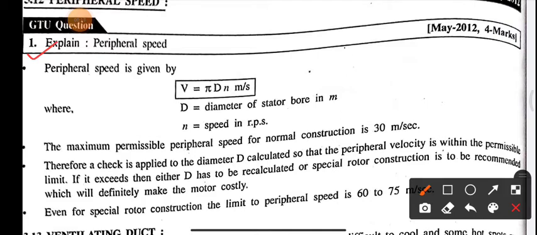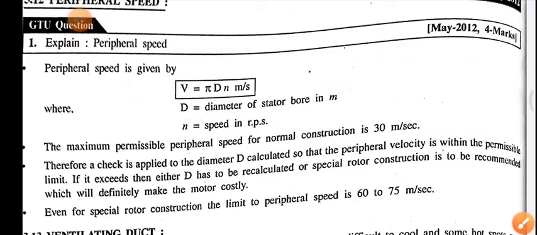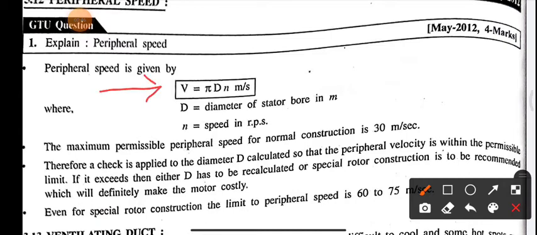Now, we have to remember the formula directly, okay? What is the formula of peripheral speed? Peripheral speed is given by V is equal to pi d n, where d is the diameter of the stator bore and n is the speed in RPS. That we have already discussed. We will get it by dividing Ns by 60, right? This is our speed in RPS. So the equation for the peripheral speed is given by V is equal to pi d n meter per second. We have to remember the unit also.